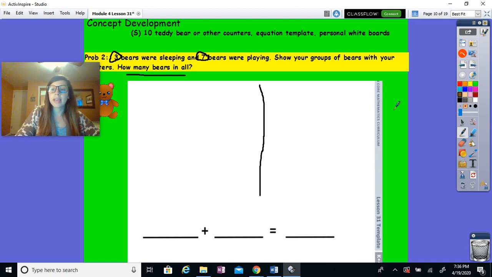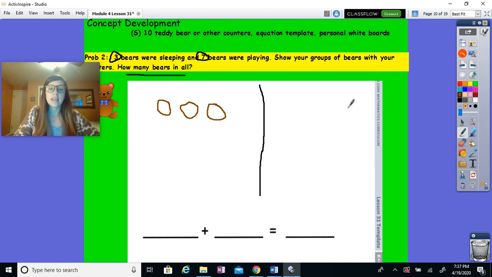So again, I'm going to draw circles to show my bears because these little guys over here are not working for me. So 3 bears were sleeping. So on this side, I'm going to draw the sleeping bears. 1, 2, 3. Okay, so we have 3 sleeping bears. Now on this side, these are the ones that are playing. And as I look back at my question, it said that 7 bears are playing.